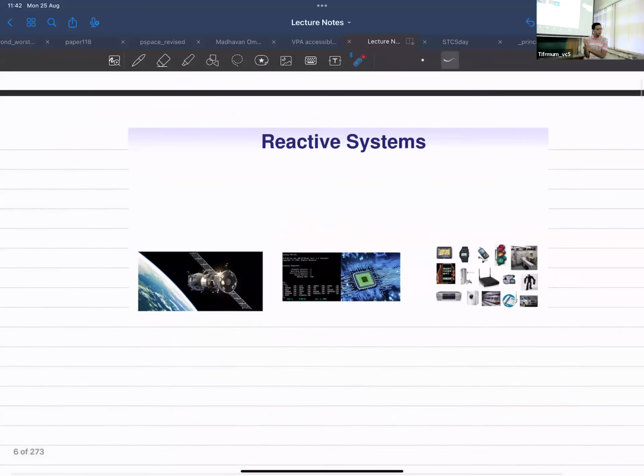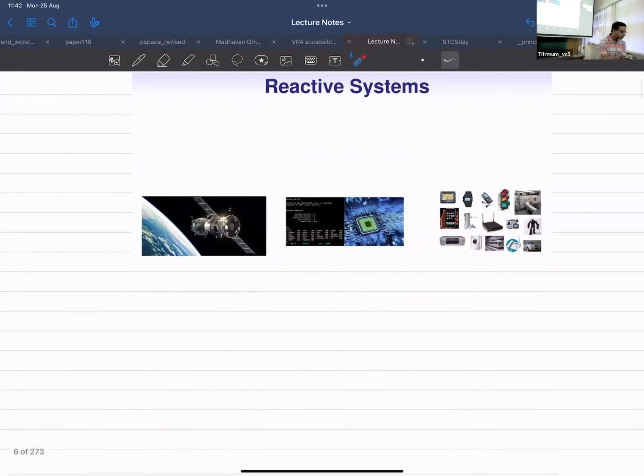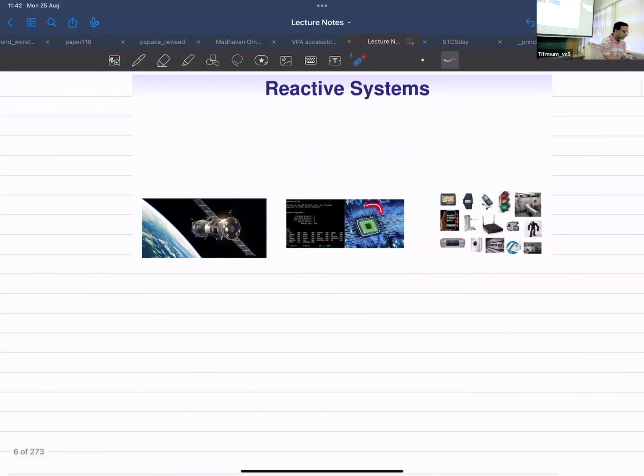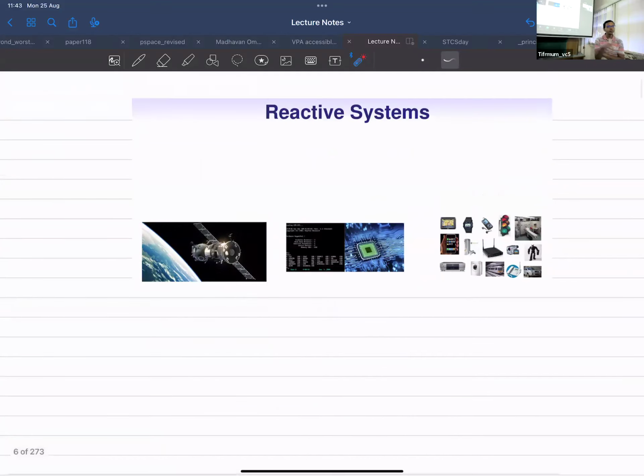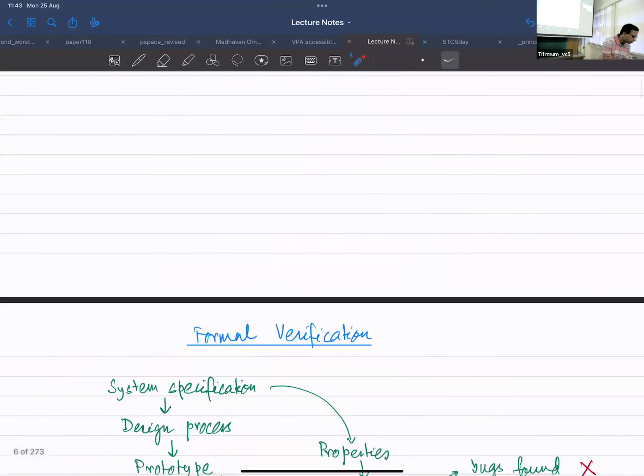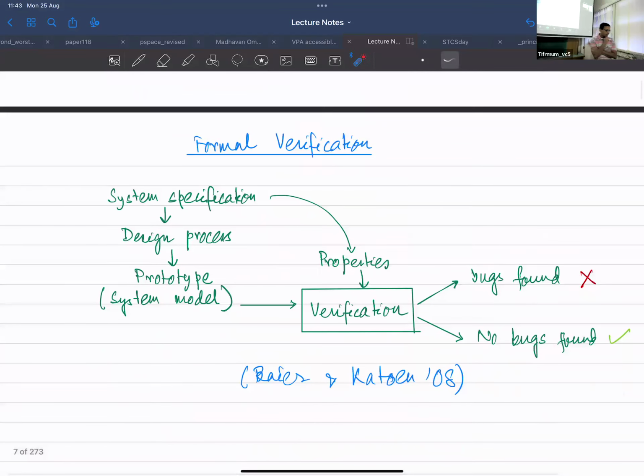There can be several examples of reactive systems. For example, you can have an operating system, which may be running forever. Then there are embedded devices, your wireless device and other things. And then there is an artificial satellite. These are all examples of reactive systems. Reactive systems appear in abundance around us. It's not something we don't find, but something we get to see all the time.